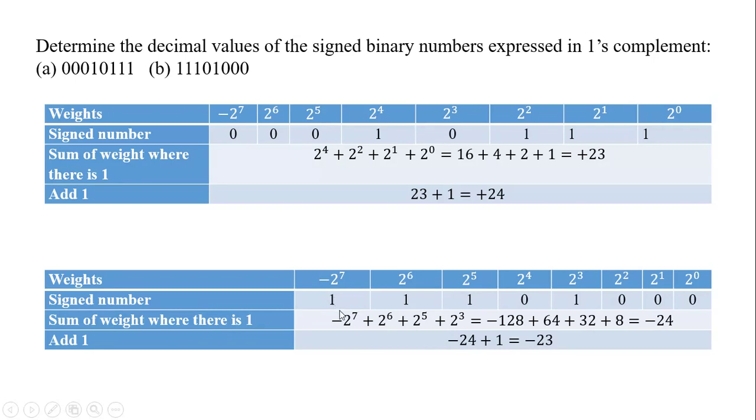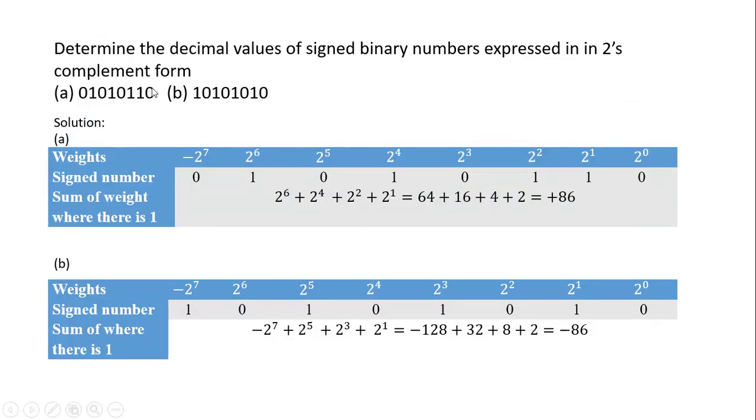So here is 1, so minus 2 raised to power 7 plus 2 raised to power 6, because here is 1, and 2 raised to power 5, here is 1, and here is 1. So we add the weights where there is 1. So this is minus 128 plus 64 plus 32, 2 raised to power 5 is 32, and 8. So this is equal to minus 24. So we add 1 to the result. Minus 24 plus 1 is equal to minus 23. So this is how we find the decimal values of signed binary numbers in ones complement form.